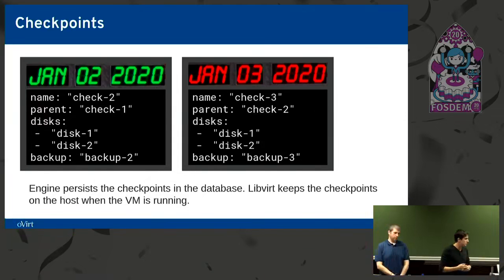The chain of checkpoints will be persisted on the host as long as the VM is alive. In case the VM goes down or crashes or something happens to it, we need to redefine those checkpoints because oVirt is not aware of them. So we persist all this information in the engine database. So when the VM rises again, the engine will redefine those checkpoints, and the VM will be aware of what happened.